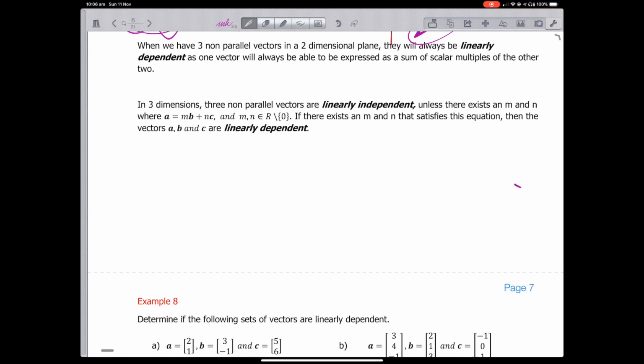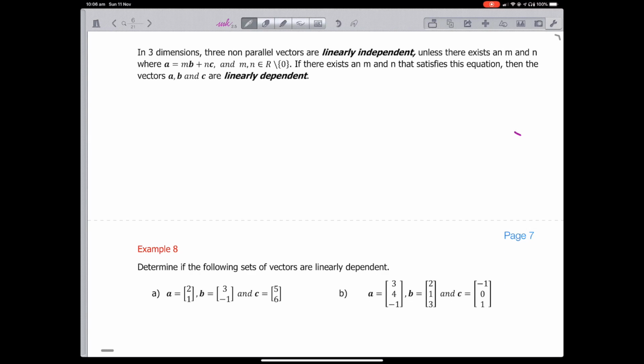Okay, when we have three non-parallel vectors in a two-dimensional plane, they will always be linearly dependent, as one vector will always be able to be expressed as a sum of scalar multiples of the other two, which is what I just said. In 3 dimensions, three non-parallel vectors are linearly independent, unless there exists an M and N such that A equals MB plus NC, where M and N can't equal 0. If there exists an M and N that satisfies this equation, the vectors A, B, and C are linearly dependent.